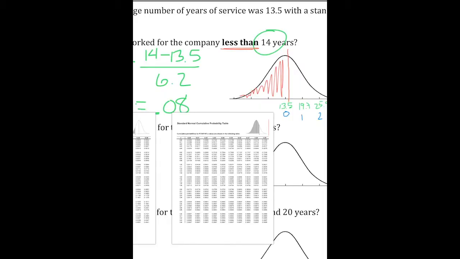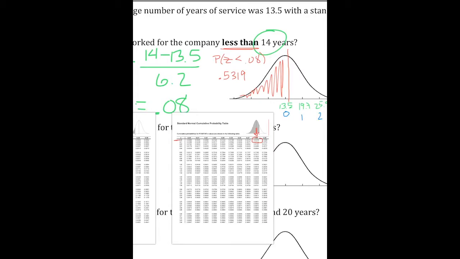Okay, so we need to be at 0.0, which would be right here, and we need to be at 0.08, which would be right here. Okay, at 0.08, we have 0.5319. So we are looking for the probability that our z is less than 0.08. And the probability that our z is less than 0.08 is 0.5319.